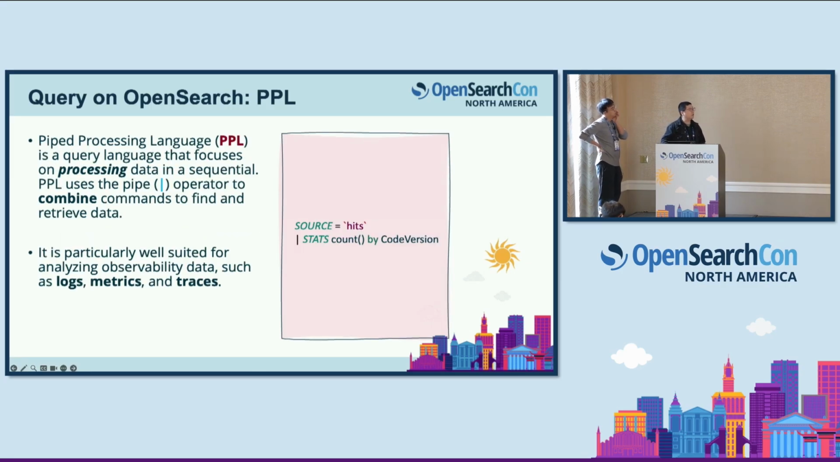And we also have a language we call the pipeline processing language, PPL. PPL is focused on processing the data in a sequence and uses the pipe mark to combine different commands together to find and retrieve data. It's particularly well suited for analyzing observability data such as log, metric, and trace. Here is the same query in the PPL language, which is equivalent to the SQL and the DSL in the previous slides.